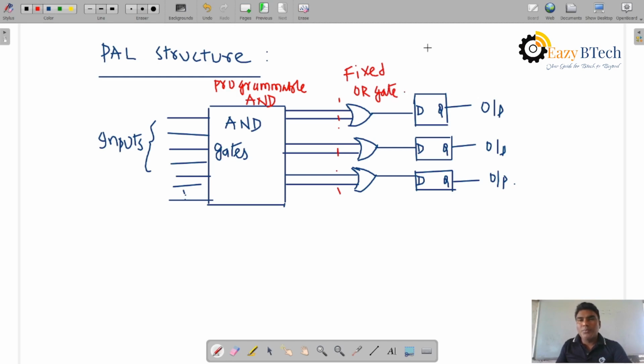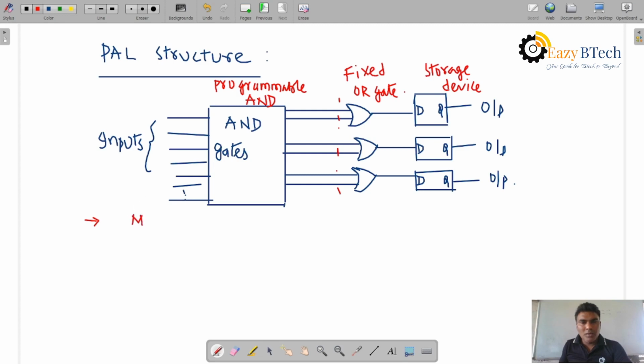So flip flops are storage devices. So we have the programmable AND and the fixed OR externally, and we can use D flip flops, multiplexers and XOR gates. In the PAL structure, these are added to the input and output.